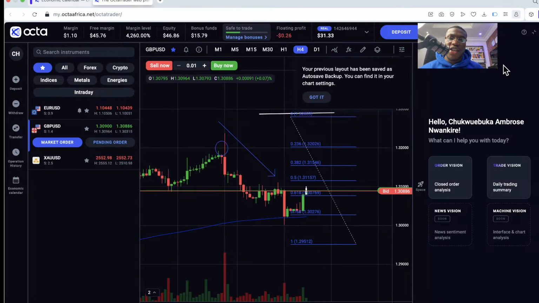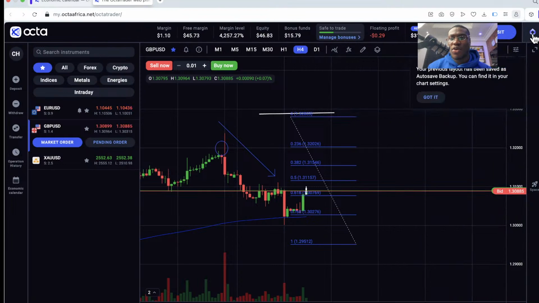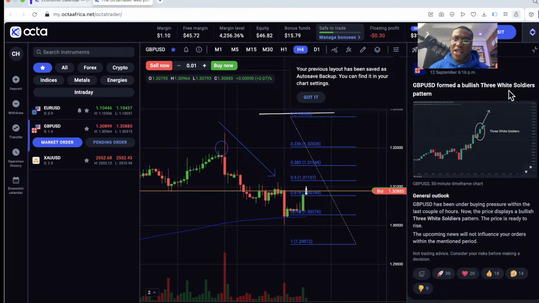So the Octa Vision is your AI tool that you can use to track your trades and also get an understanding of what you did wrong, what you did well. As you can see, closed order analysis, daily trading summary. You can kind of play around with this and get to understand what needs improvements in your trading and what you should actually continue to do more often. It's all about getting better and getting more refined with your strategy.